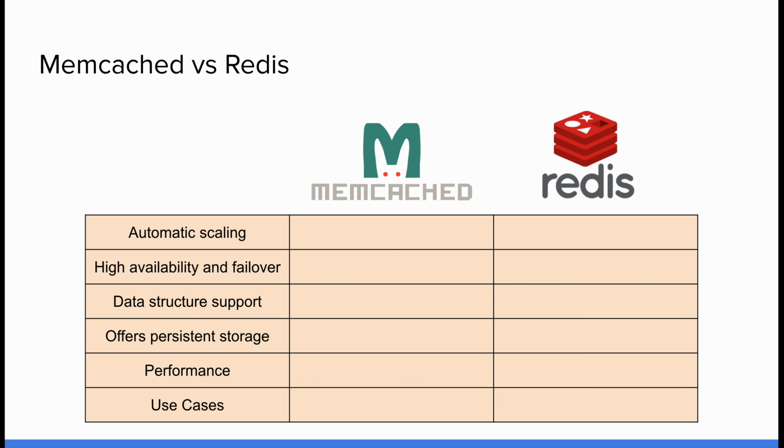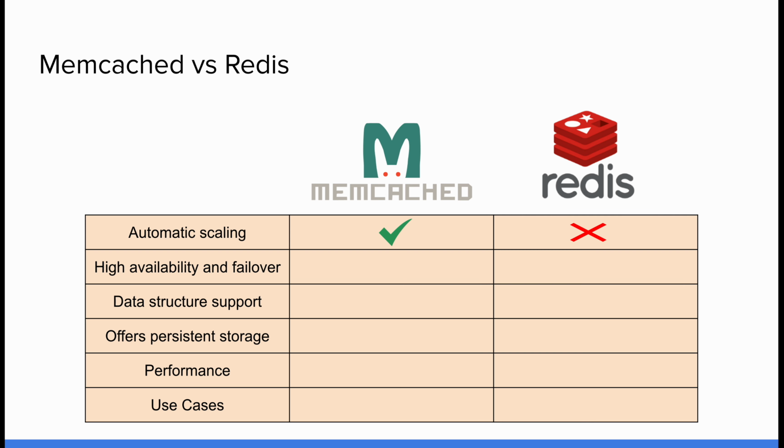Starting with automatic scaling, Memcached is designed to support automatic scaling, meaning that it can expand or reduce based on demand, which makes it well suited for highly scalable environments or fluctuating workloads. Redis, in contrast, does not offer built-in automatic scaling, so if you need it to handle large fluctuating loads, then you would need to either be on top of the custom configurations or consider another approach.